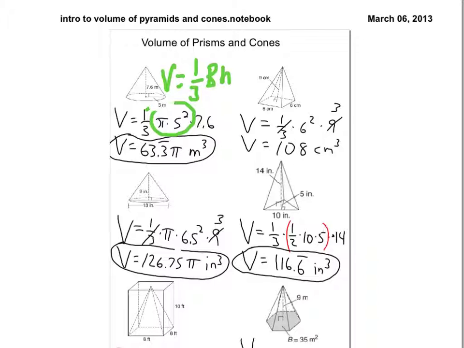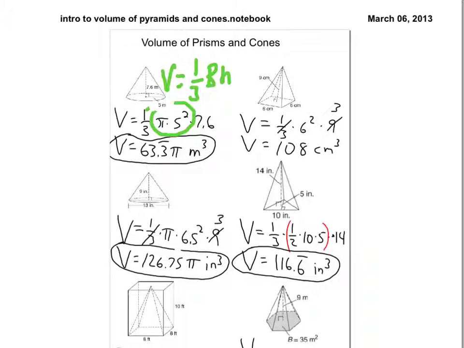So to get the base area, we have to go pi times 5 squared. That gets us this base area. We're going to multiply by the height, just as we would do for a cylinder, but we multiply everything by 1/3. So I did 5 squared is 25. I multiply that by 7.6, and then I divide by 3 on my calculator, and I got 63.3 pi cubic meters.